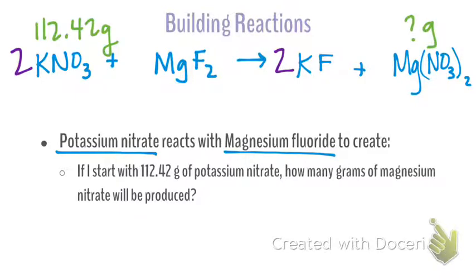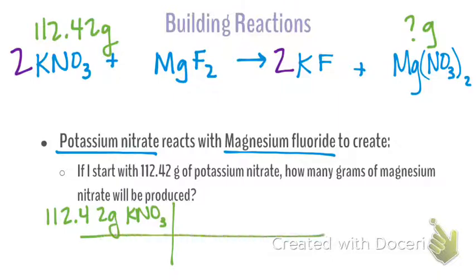The reason I write it by my balanced equation, it kind of makes me zone in on what my mole ratio needs to be, right? It makes me pay attention to, these are the two compounds I'm working with. All right, so when I go to start my T-chart now, I always start with what I know. 112.42 grams of KNO3. Go ahead and grab your calculator out if you don't have that, right? Because we need that to calculate molar mass.